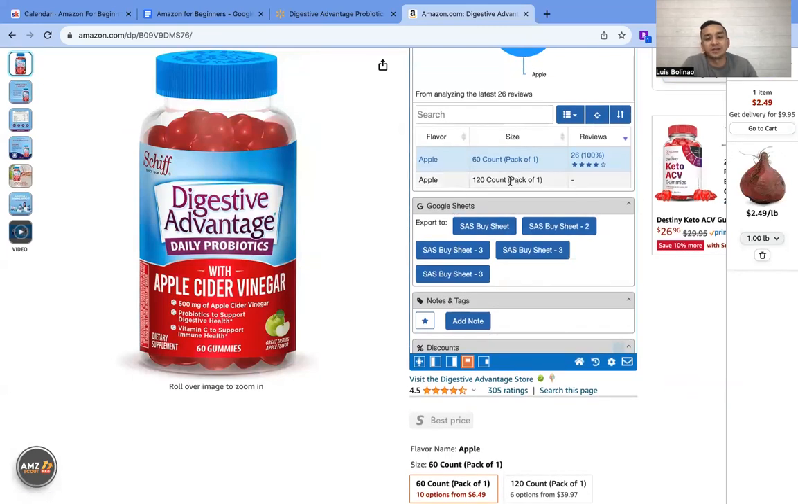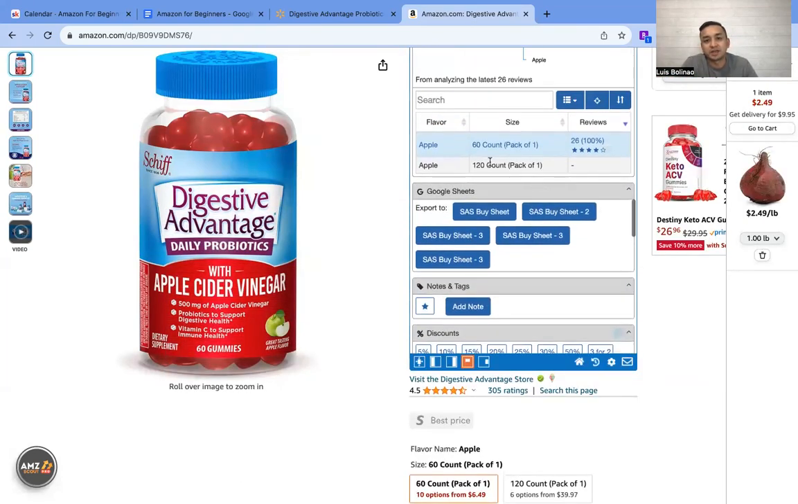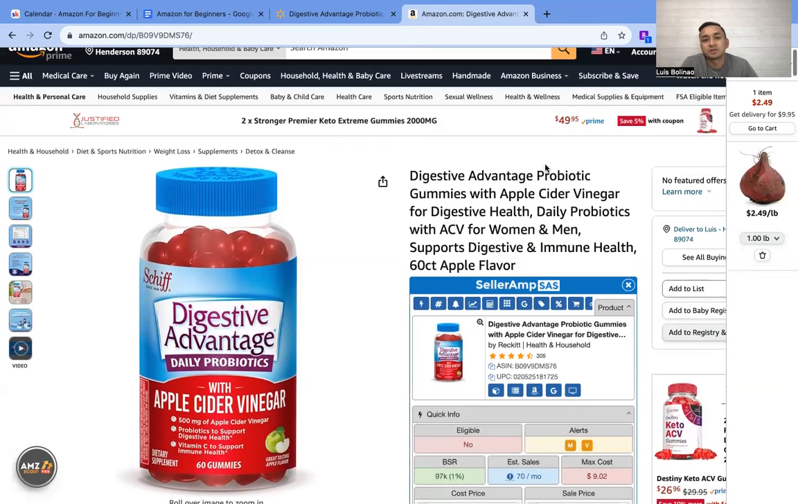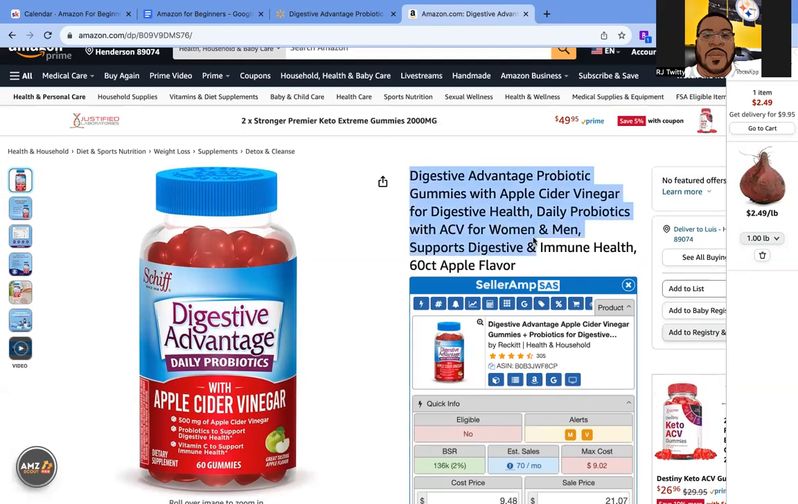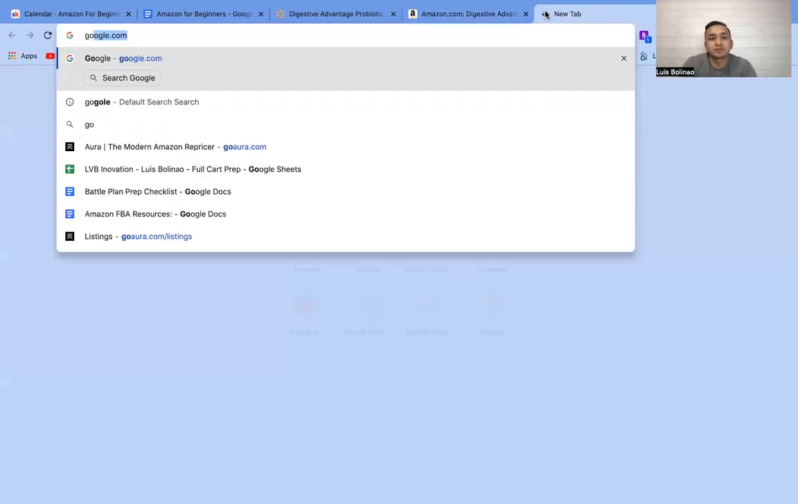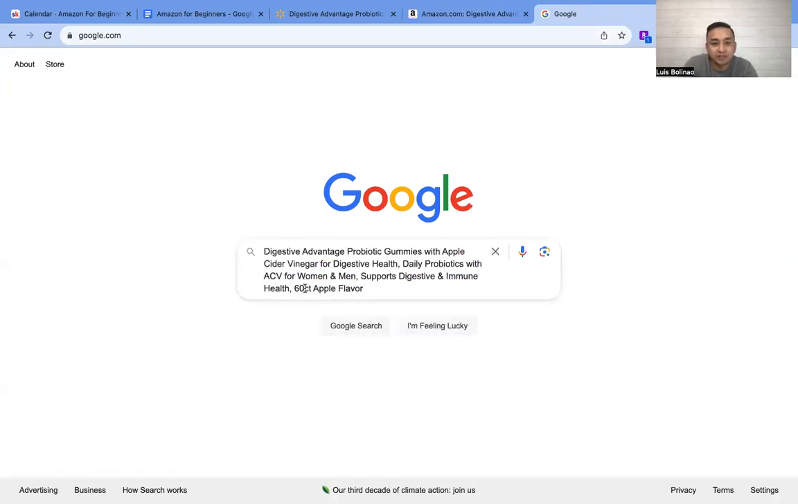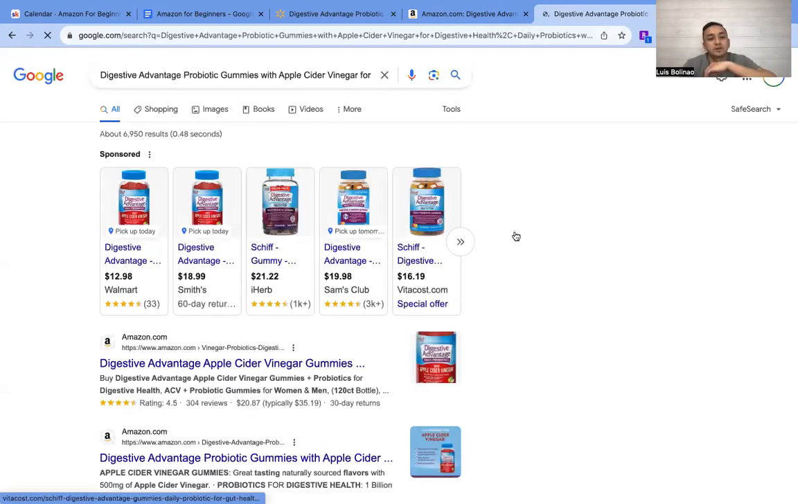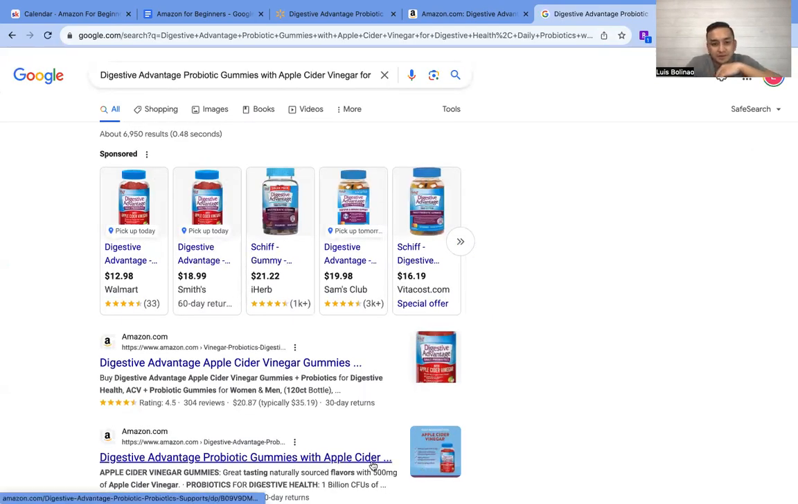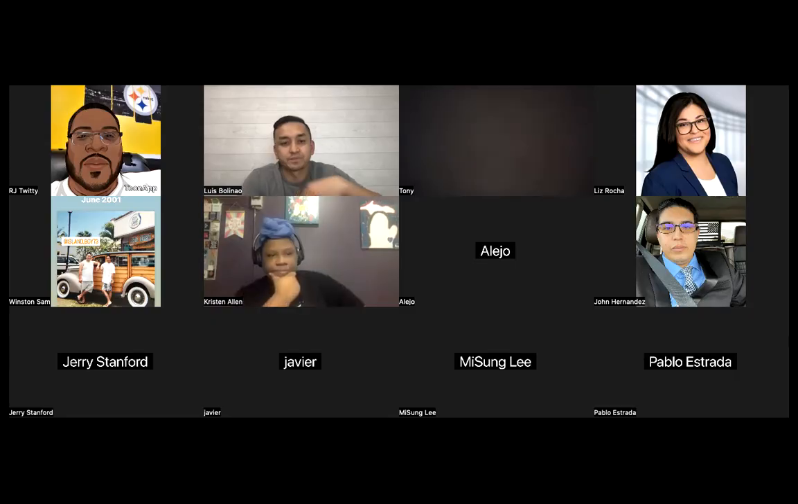For example, say this one is getting 50% of the sales. Now I would look for the same product but 120 count. I would go to Google and look for the source, 120 count. And then see if the numbers match or make sense. If it makes sense, then I would buy it. Great question, bro. You're getting it.